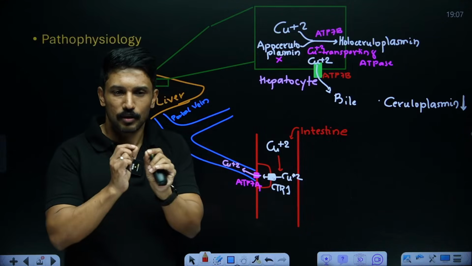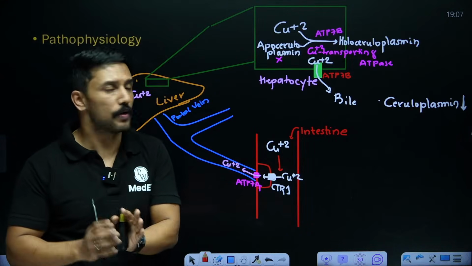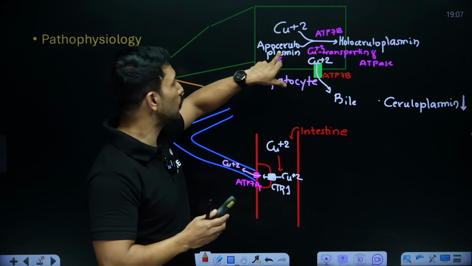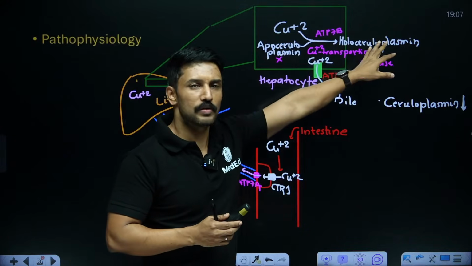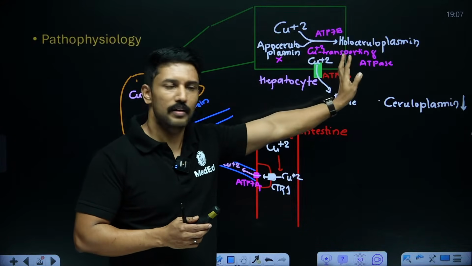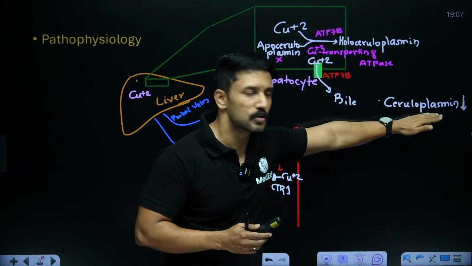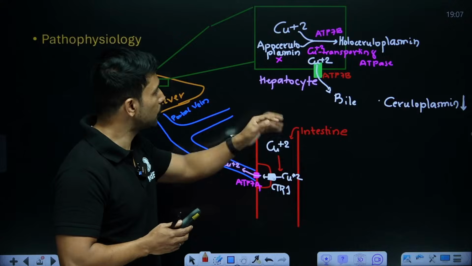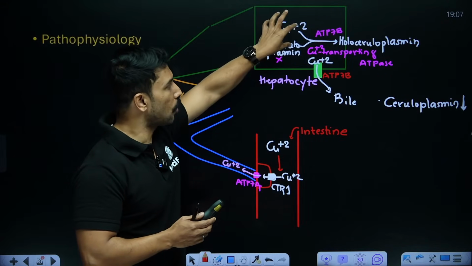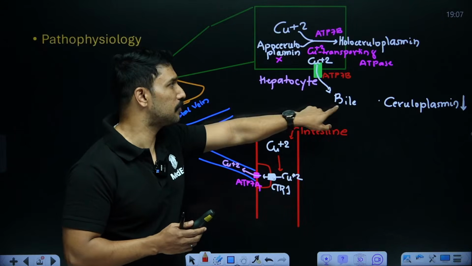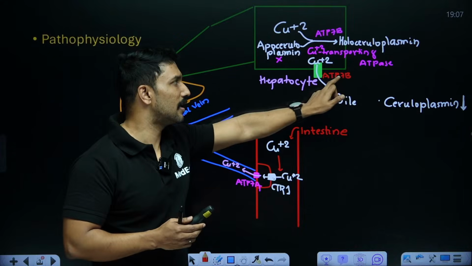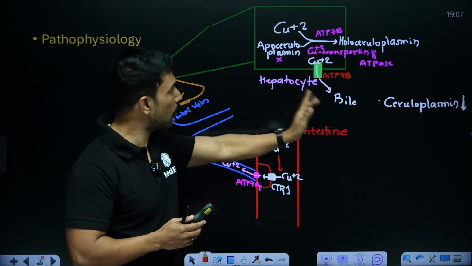So this ATP7B is required for two functions. One, pack copper into the apoceruloplasmin to convert it into holoceruloplasmin, that is affected. And once copper is not bound to apoceruloplasmin, the body starts degrading it. So that's why the ceruloplasmin level goes down. Number two, all that free form of copper that is in excess should be excreted in bile. For excretion also, again, I need ATP7B. If this is mutated, I will not be able to excrete.